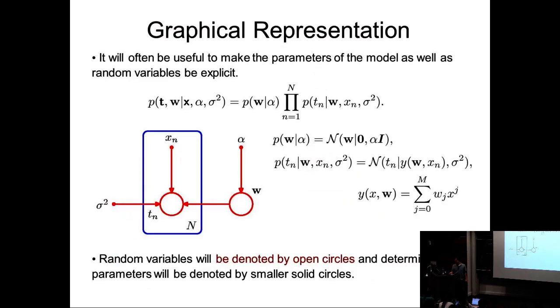It will also be useful to make the parameters of the model, as well as the random variables, explicit. So for example, I can say this prior term here depends on some other parameter alpha, and alpha is your hyperparameter. Think of a variance parameter, for example. In this case, I also have some variance parameter hidden in my likelihood term. And then I can specify X, and I'm always conditioning on X. These are random variables, and this is what you condition on.